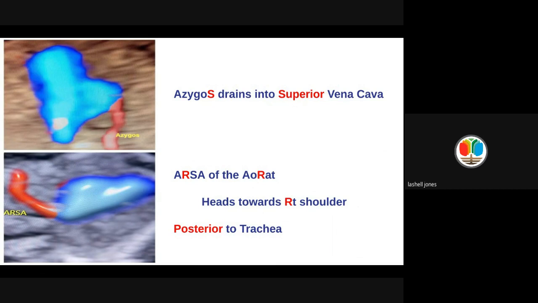All right. Now, a differential diagnosis for the ARSA is the azygos vein. I have seen some texts call an azygos vein an ARSA. So the difference is that the azygos drains into the superior vena cava. Look at its location relative to the trachea. That should help you out as well. Whereas the ARSA is connected to your aorta. The ARSA is heading towards the right shoulder, and it will be posterior to your trachea.